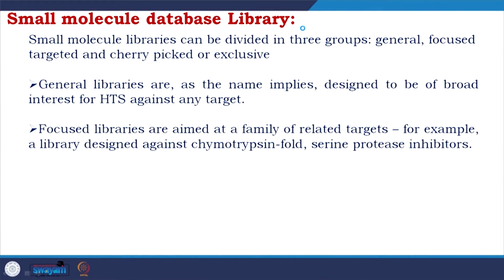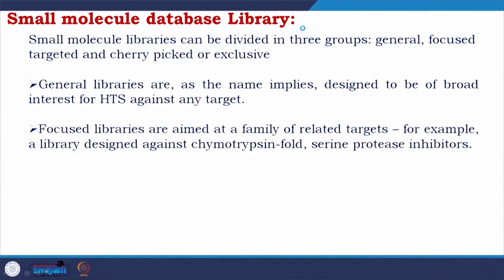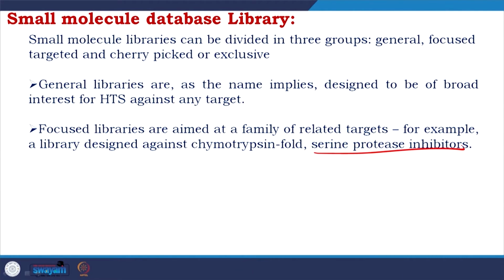Focused libraries are aimed at a family of related targets. They are not specific for one protein, they are targeting a family. For example, a library designed against the chymotrypsin fold. You know that chymotrypsin is a protease. So, there is trypsin, there is chymotrypsin, there is elastase, there are a lot of such proteases, and all those proteases work through serine as a catalytic residue. So, if you could inhibit them with a library of compounds, they are called serine protease inhibitors.